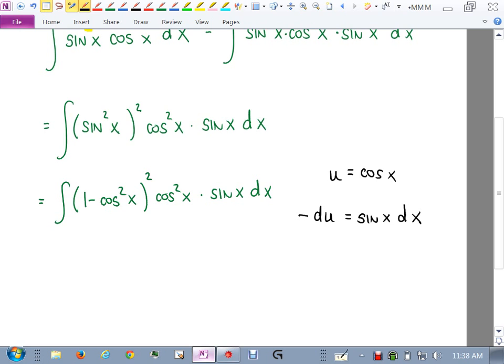Remember, we want this to be our derivative, right? We want this to be the du that's all by itself at the end. So I let my u be cosine.